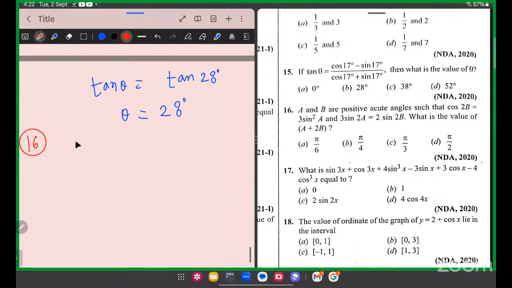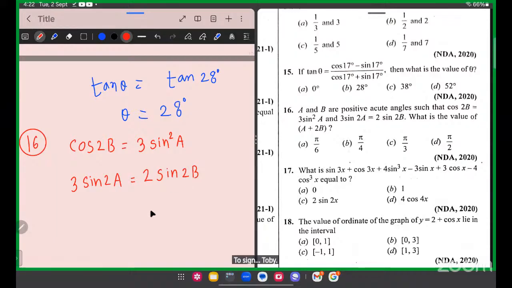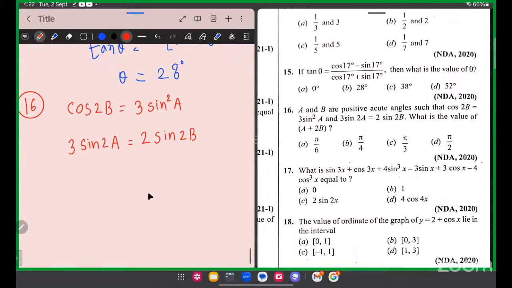See, we have got cos 2B is equal to 3 sin square A. And next, we have got 3 sin 2A is equal to 2 sin 2B. Yes or no? And we want A plus 2B.